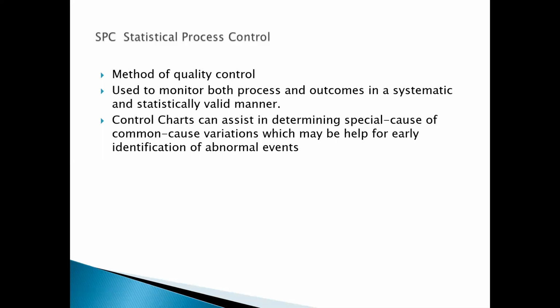Control charts can help you determine the causes of common cause variations, which may help early identification of abnormal events. For example, if you're watching your hand hygiene compliance and also outcomes like infections, when your compliance goes low, you can chart all that out. You could also watch your antibiotic prescriptions and maybe an outcome like C. diff infection on the same chart, for antimicrobial stewardship.